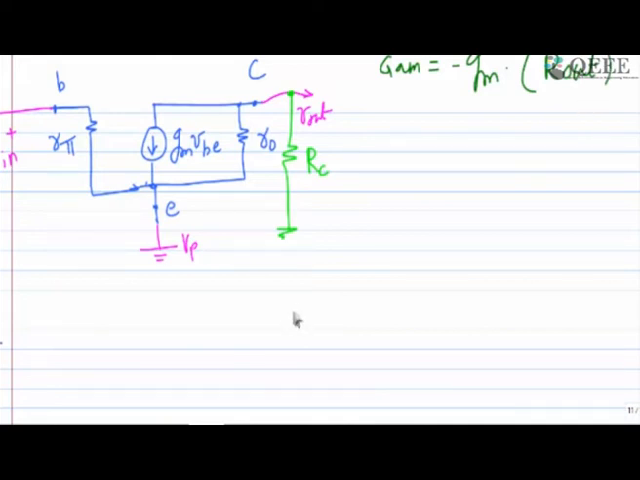So this circuit has some output resistance, and that has to be found out. How do we find any output resistance? Using Thevenin. You must know the Thevenin theorem, the Thevenin output impedance. Let's say I want to find the output resistance from here.